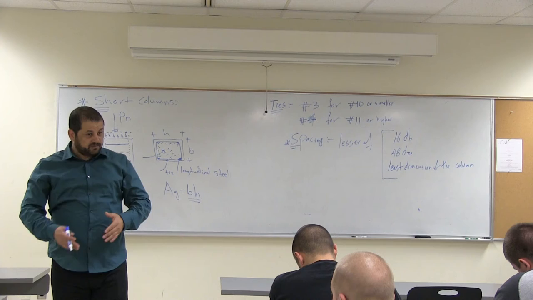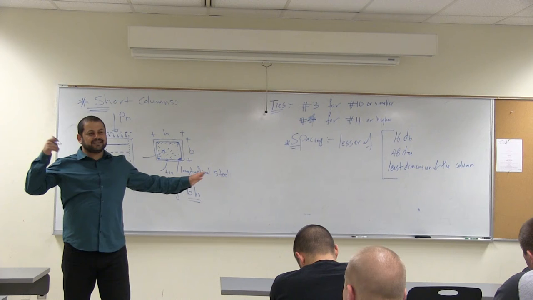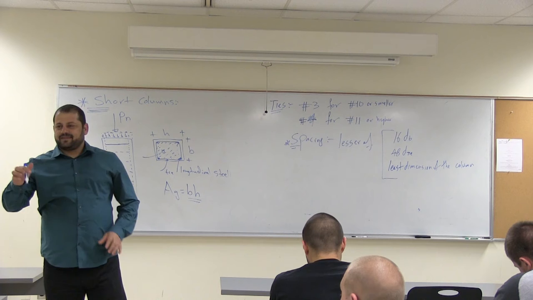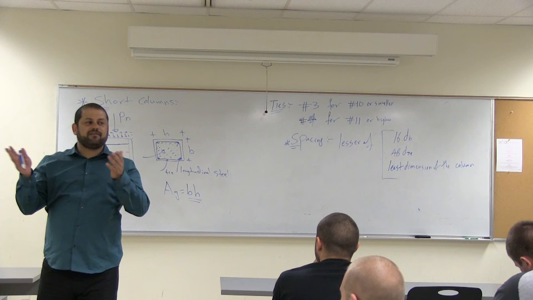And a column of 16 by 16 is very strong. I'm going to show you. Very strong. Did you crush cylinders in the lab, in the materials class? You did? Little ones. Okay. The 6 by 6, you crushed the 6 by 6? 4 inch rounds. 4 inch? Okay. What's the area of 4 inch?